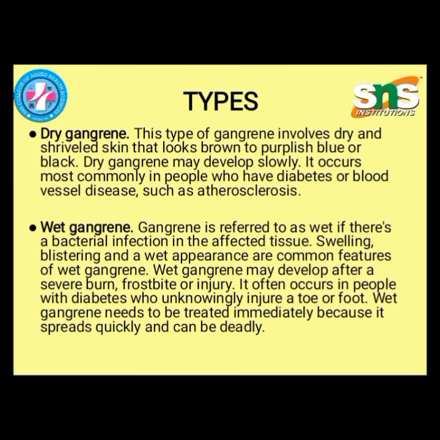Dry gangrene involves shrunken skin that looks brownish to purple, blue, or black in color. Wet gangrene is caused by a bacterial infection of the affected tissue. Swelling, blistering, and a wet appearance are common features of wet gangrene.